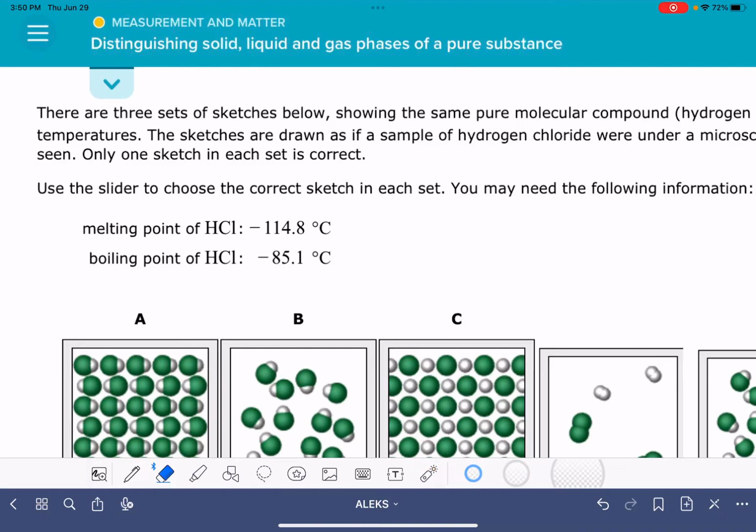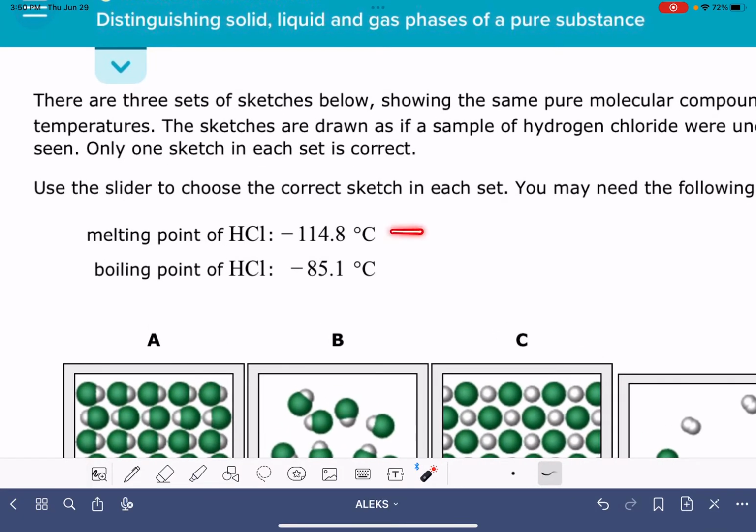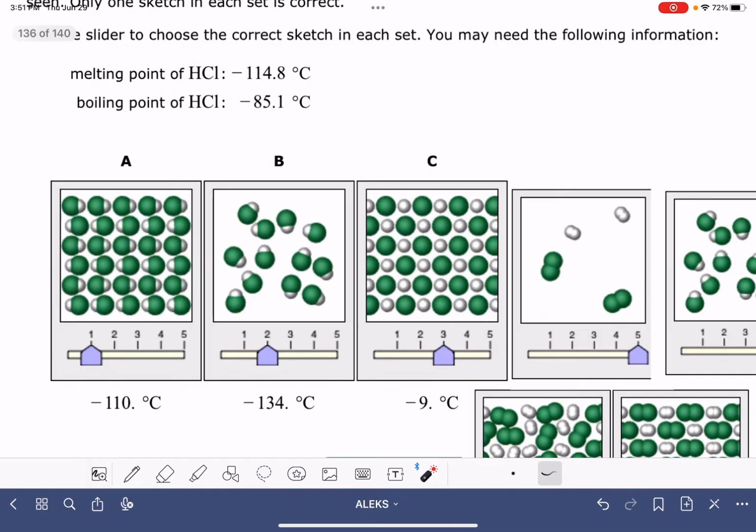In this video, I'll help you solve the ALEKS problem called distinguishing solid, liquid, and gas phases of a pure substance. This problem is going to be talking about a particular molecule, which is going to vary from one problem to the next. This version of the problem is talking about HCl. It's going to give you the melting point and boiling point of that molecule, and what it is asking you to do is pick pictures that represent the molecule at 3 different temperatures.